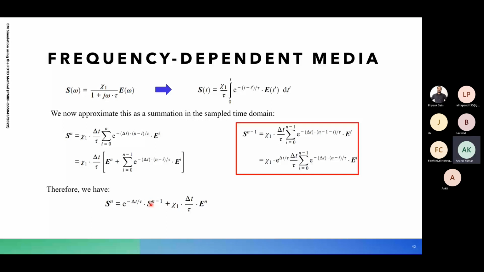I'll let you read the expressions. This is all just math written in a very difficult form, but it is very simple. Right now we are focusing on the third term of the permittivity and trying to get the time domain form of the third term. For that, we introduced the term S, and to get its sampled time domain form, we have done all this calculation to get Sn. Any questions on this?